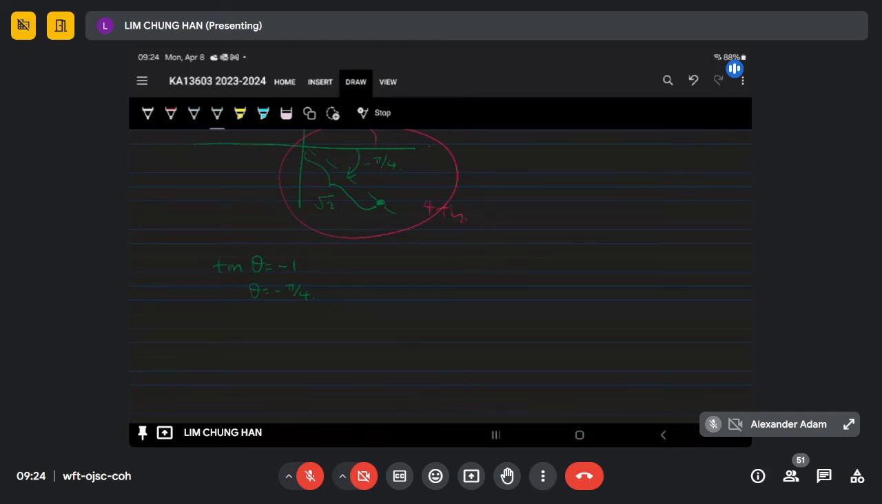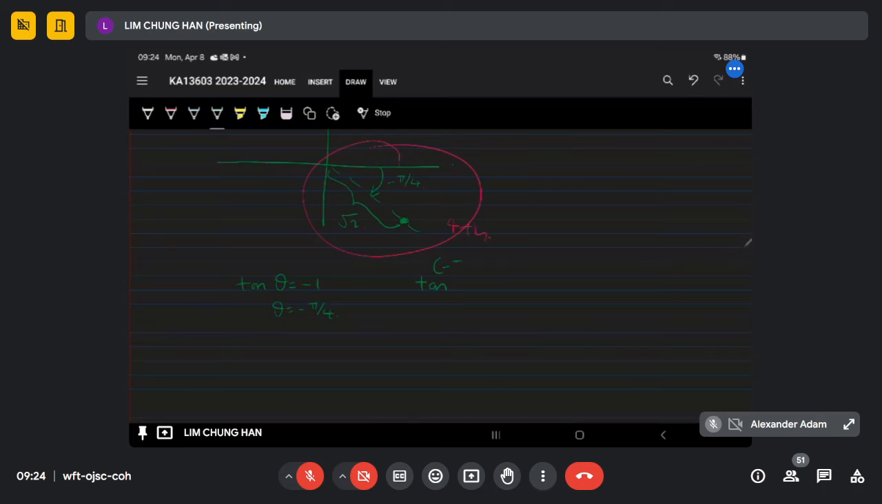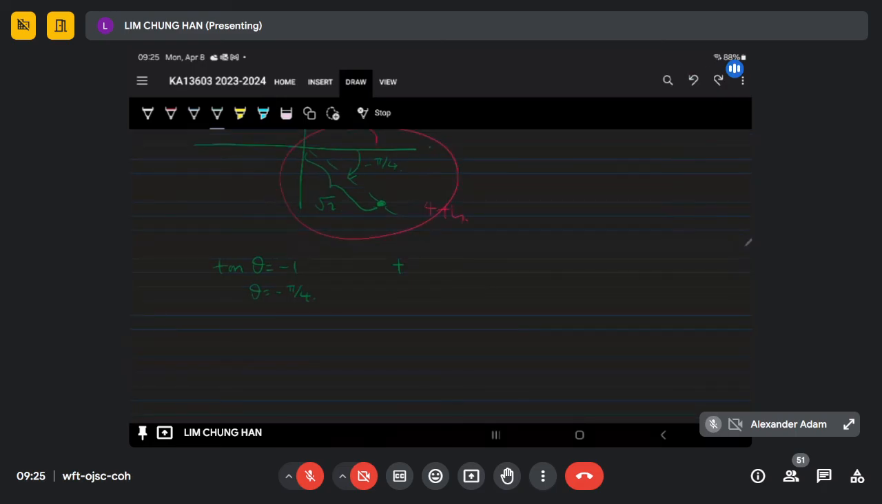Okay, let's do reverse. I want to prove to you that there's a few possible answers. When you do tan of negative pi over 4 on your calculator, what do you get? You should get negative 1. Negative 1, yeah, correct.